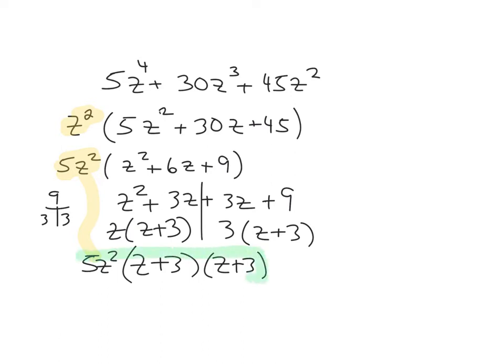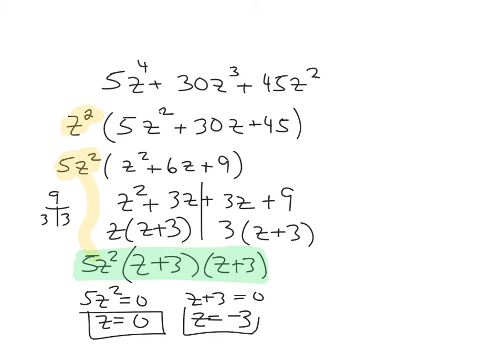So this means right here, these would represent my x-intercepts. So I'd have 5z squared equal to 0, and then z plus 3 equals 0. I only have to do it once for the z plus 3, because it would just be two of the same. So z equals -3, and then in the end, z is equal to 0 over here. So I would have two instances where the graph would touch the x-axis, and those would be my x-intercepts.